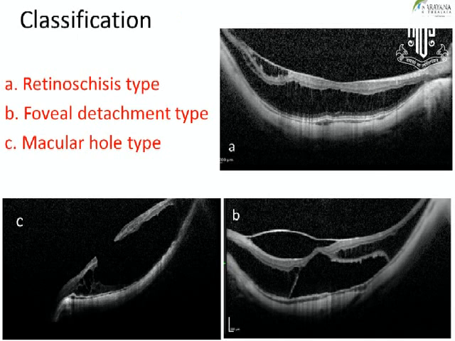This is the classification, 3 types. One is where just retinoschisis is seen, the other is the foveal detachment type, and the third is the macular hole type. So these are the 3 types of foveosis.